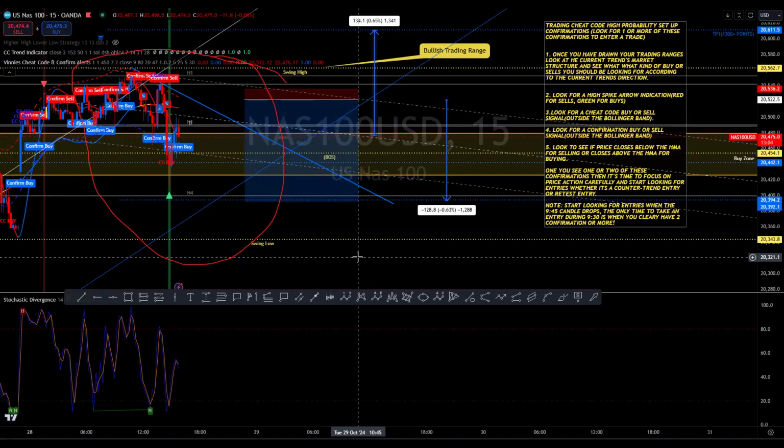Same confirmation buy, the price is pushing down. So now it's disappearing. We still got to wait for the price to prove that that signal is solid.